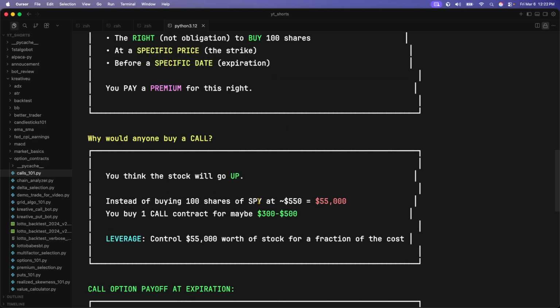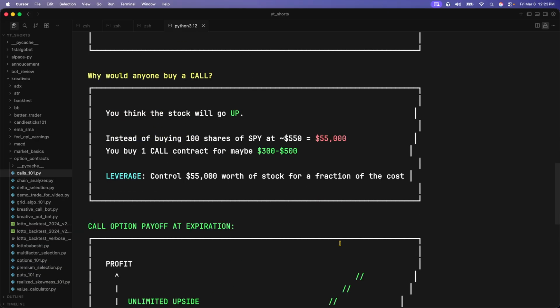So why would anyone purchase a call contract? We think that the stock will go up, so we're bullish on SPY, right? And SPY is the S&P 500, the top 500 companies within the New York Stock Exchange. So instead of buying 100 shares of SPY at about 550, so that's $55,000, we can buy one call contract for maybe $300 to $500, right? So key here is leverage. We control $55,000 worth of stock for a fraction of the cost with option contracts, and specifically what we're talking about here is call contracts.